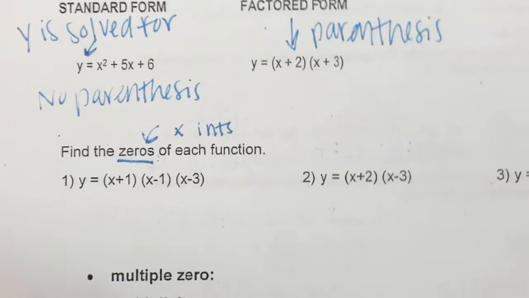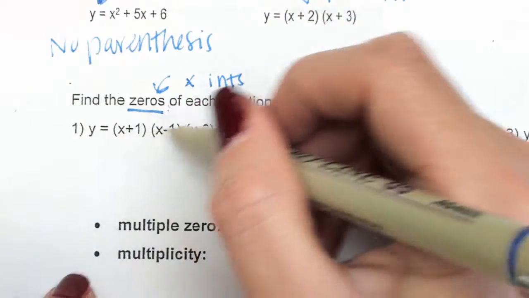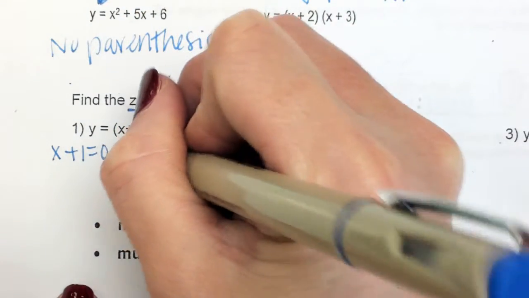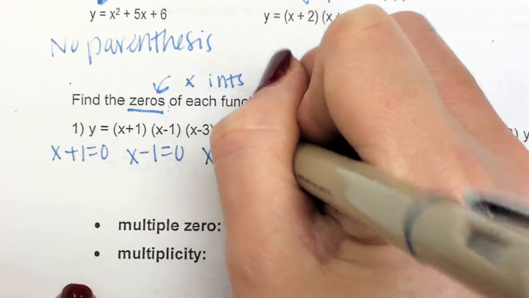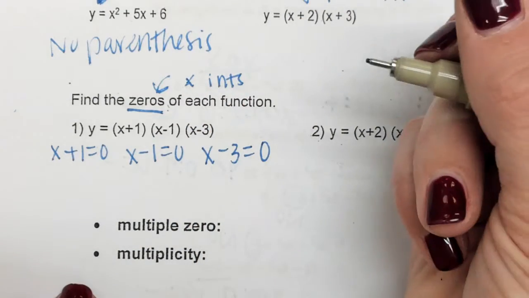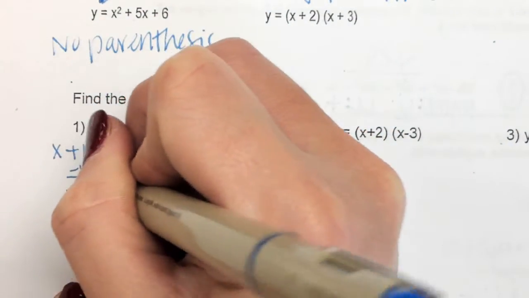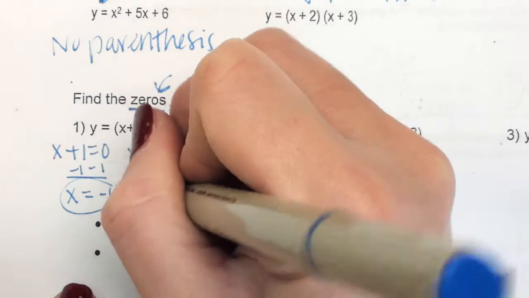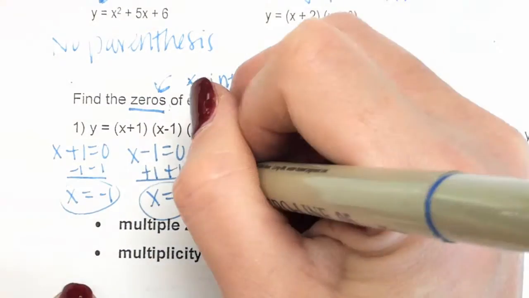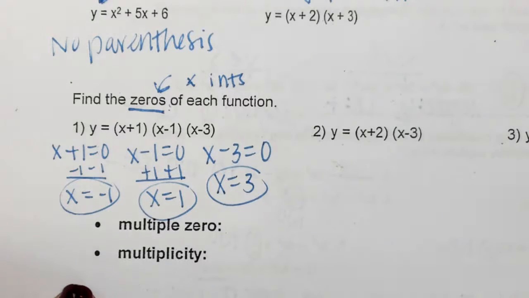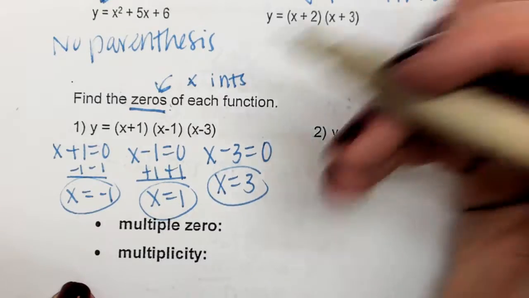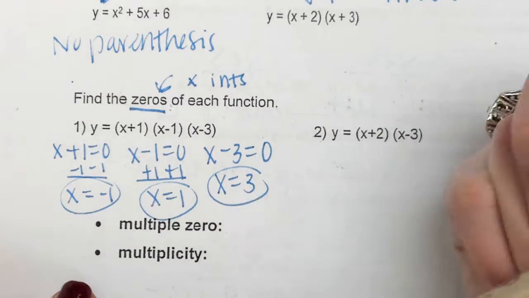When they're in factored form, it's easy. So to find the zeros in factored form, you just set each factor equal to 0. So x plus 1 equal to 0, x minus 1 equal to 0, and x minus 3 equal to 0. And then you just solve for x for each one. So this one I would subtract 1 from both sides, and x equals negative 1. This one I would add 1 to both sides, x equals 1. This one I would add 3 to both sides, x equals 3. Those are the zeros of this polynomial, negative 1, 1, and 3.